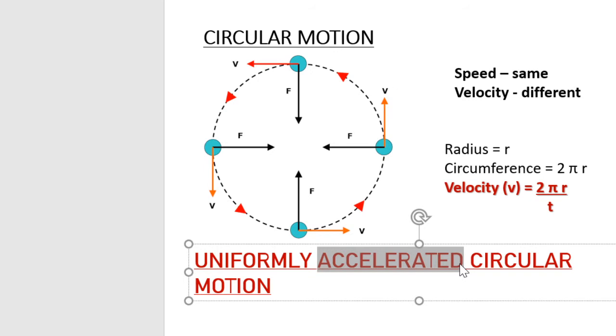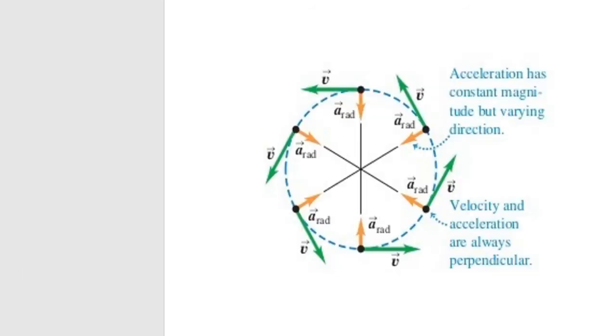So the question that will be asked to you is, what kind of motion is a circular motion? So you would say a circular motion is a uniformly accelerated motion, right? And why is it uniformly accelerated? Because the velocity is changing every second, right? That's why it is uniformly accelerated motion.